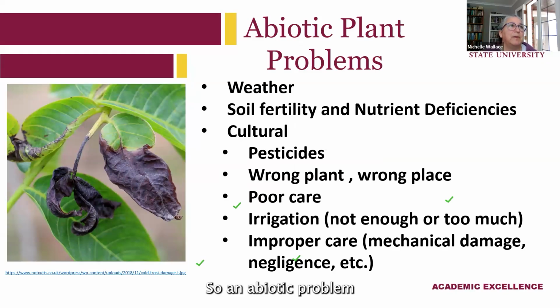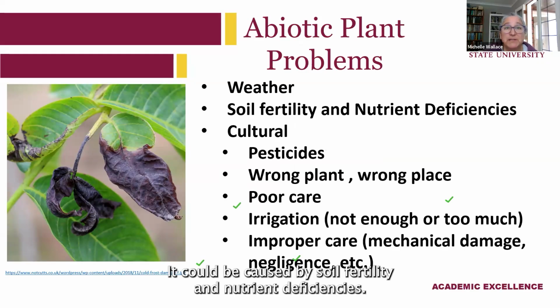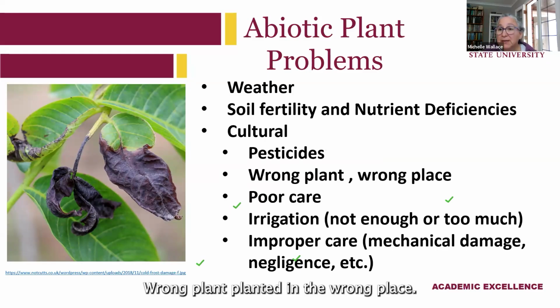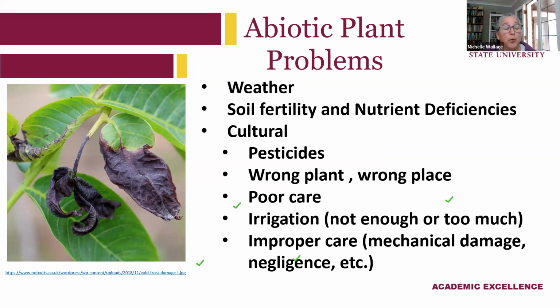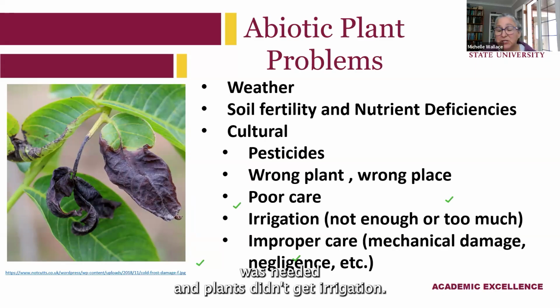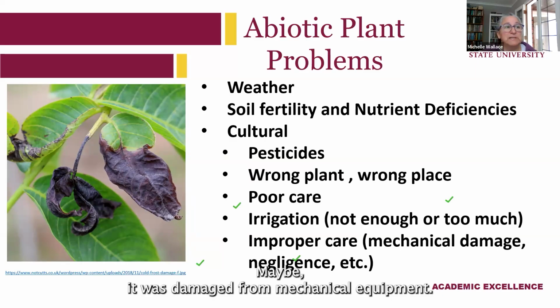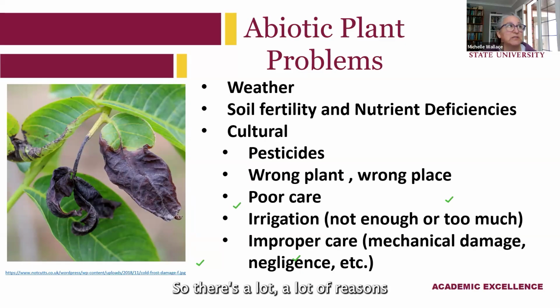So an abiotic problem is a problem that could be caused by weather. It could be caused by soil fertility and nutrient deficiencies. It could be cultural, so it could be because of pesticides, wrong plant planted in the wrong place, poor care. Maybe irrigation was needed and plants didn't get irrigation, or they got too much irrigation, improper care, maybe it was damaged from mechanical equipment. So there's a lot of reasons that cause abiotic plant problems.